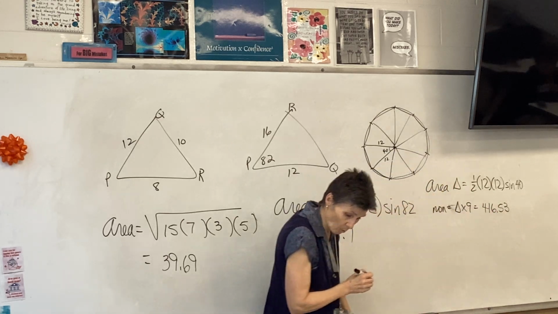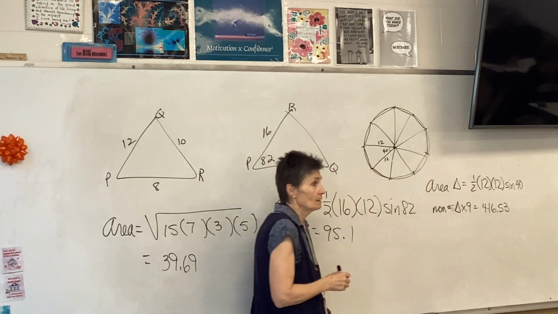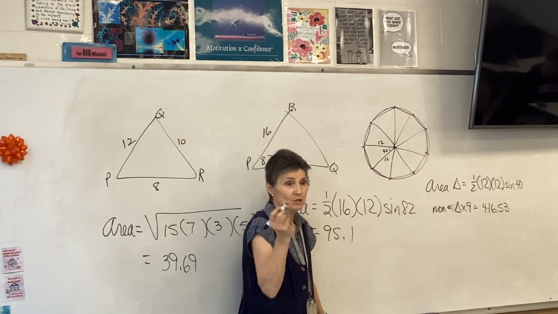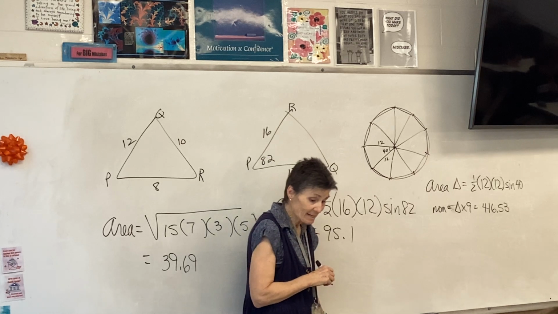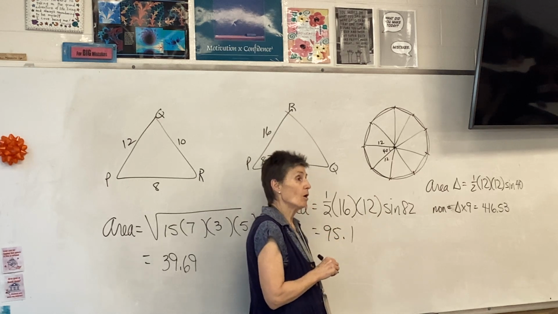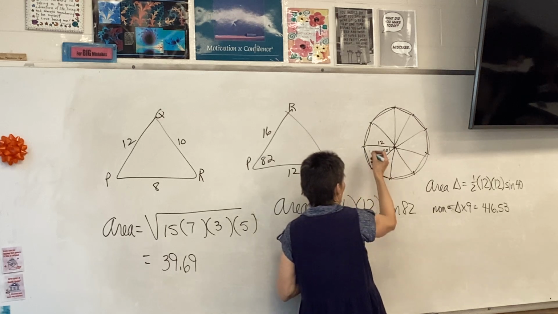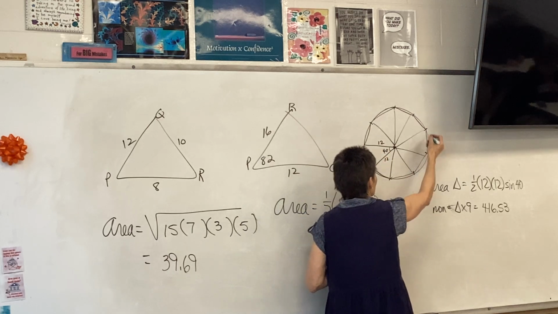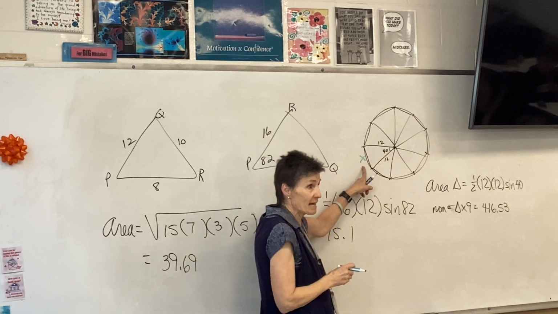416.53 square units, right? So square inches, square feet, square centimeters, something. Now that is the area. The question also asks for the perimeter. Now, if we want the perimeter, wouldn't that be 9 times that side right there?